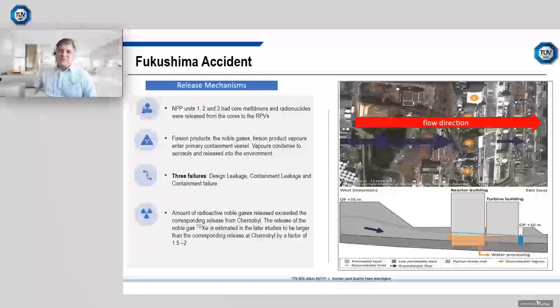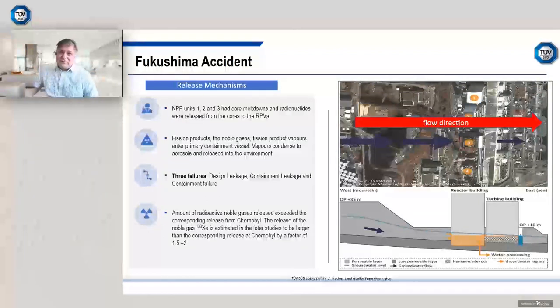The second one is Fukushima. Any student who wants to know anything about nuclear land quality must study the Fukushima accident. Just briefly about Fukushima, what happened there was you had core meltdowns in 3 units, as you can see on your right screen. There's a picture of the 4 units, and you had radionuclides releasing into the RPVs, fission products and noble gases moving into the primary containment vessel, condensing to form aerosols and directly getting released into the environment.